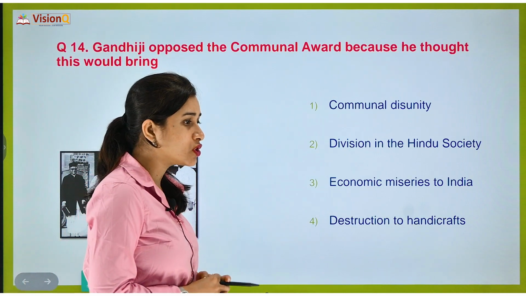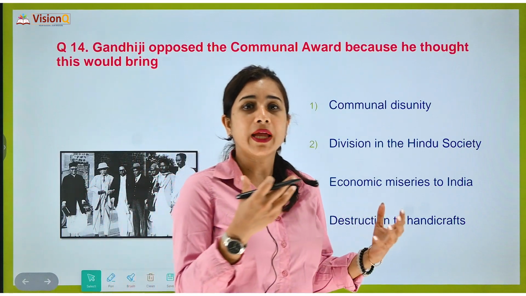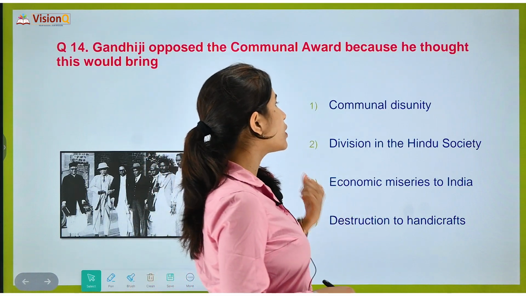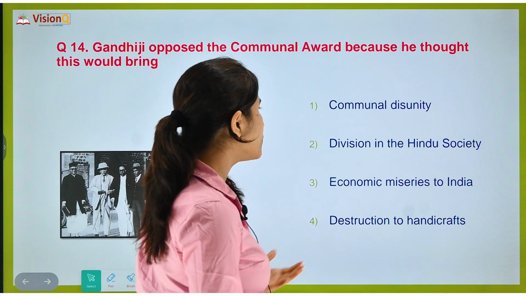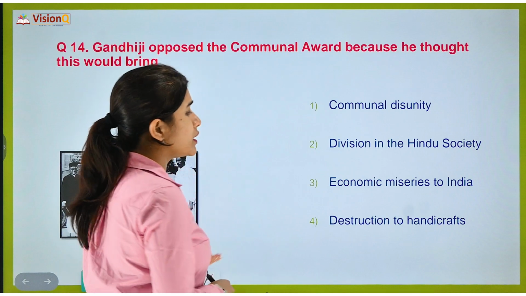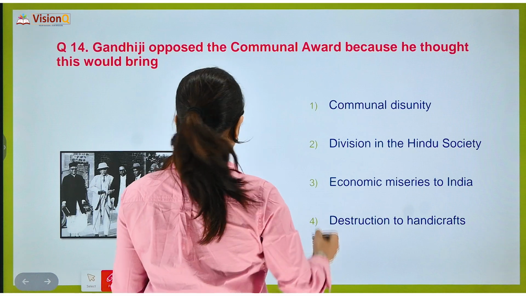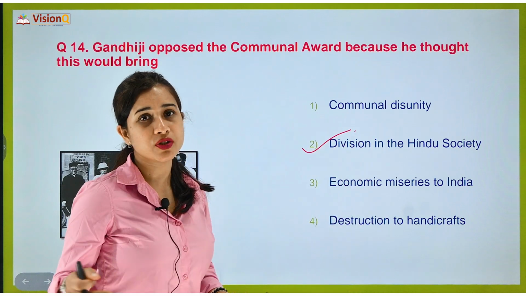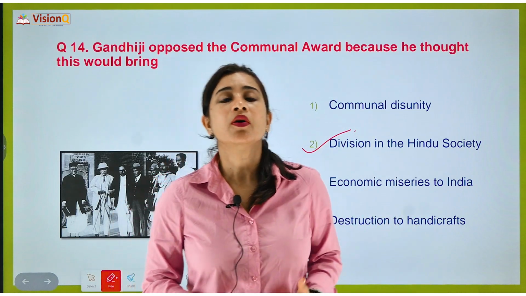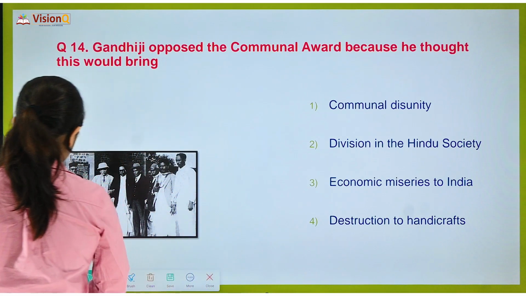The reason was communal disunity. He actually opposed it mainly for the depressed classes, who were given a separate electorate. So communal disunity directly means division in the Hindu society, economic miseries to India, destruction to handicraft. It's not related to handicraft actually. So the answer to this question is division in the Hindu society. The idea was that if separate electorates were given, especially to the depressed classes, through the communal award, then the Hindu society would be divided even more.